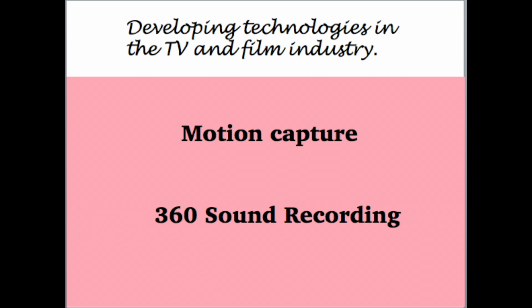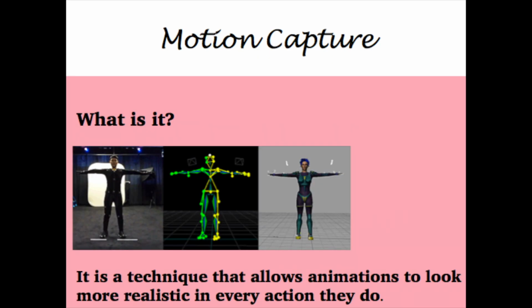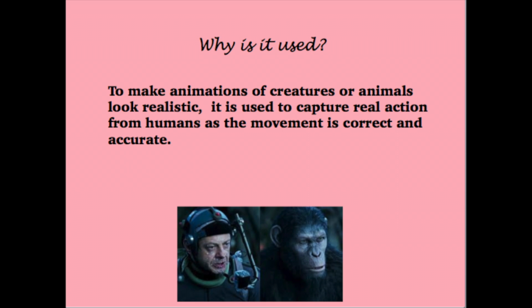Within this video, I will be talking about two developing technologies in the TV and film industry: motion capture and 360 sound recording. Motion capture is the technique that allows the movement in animations to look more realistic by capturing real actions from humans in real time.